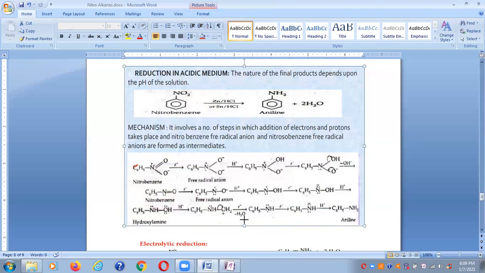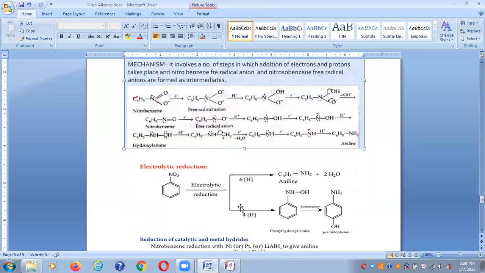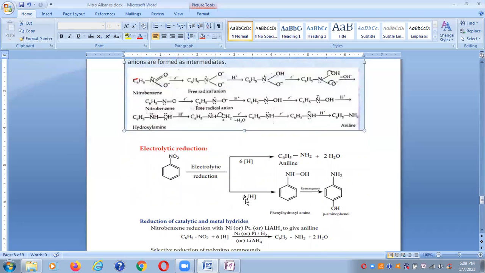Okay. So this is the reduction reaction mechanism. This is electrolytic reduction. In electrolytic reduction also what happens? We may get aniline. Okay. So this course of path depends on the availability of hydrogen. If we are maintaining a more proportionate amount of hydrogens, then we get aniline directly. If we maintain a lower concentration of hydrogen, then what happens? First we get hydroxylamine, so benzene hydroxylamine. This benzene hydroxylamine further undergoes a rearrangement reaction to give para-hydroxyaniline.